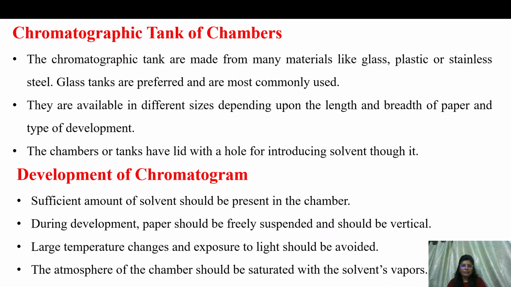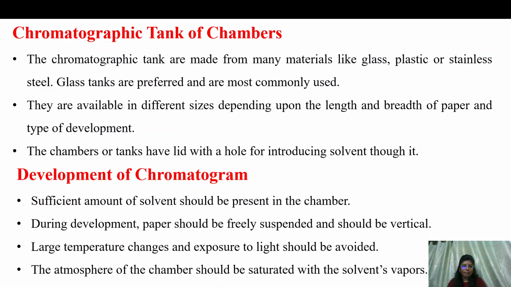Basically glass, plastic and stainless steel chromatographic tanks are used, and glass tanks are preferred and most commonly used, as in this technique we can see how the chromatogram is developed through the glass. They are available in different sizes depending upon the length or breadth of the paper and the type of development. The tanks have a lid with a hole for introducing the solvent through it.